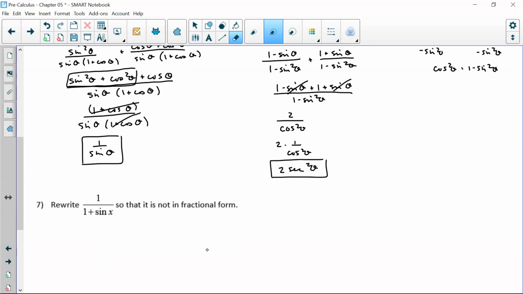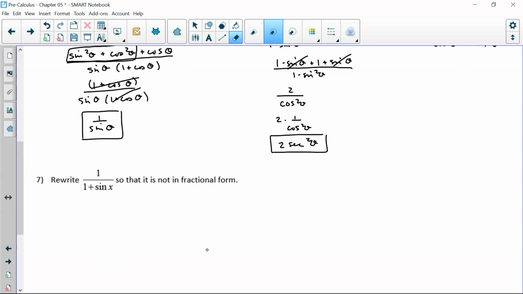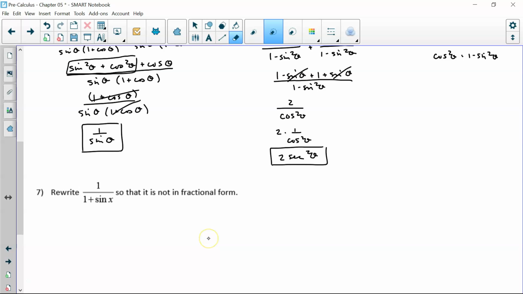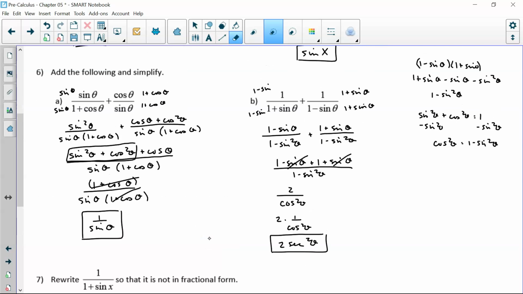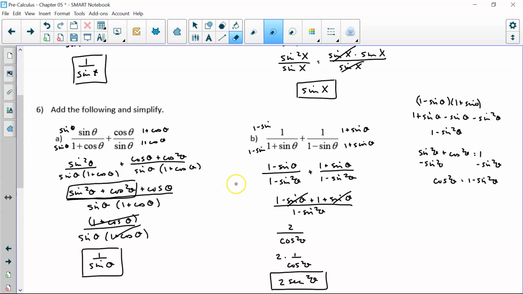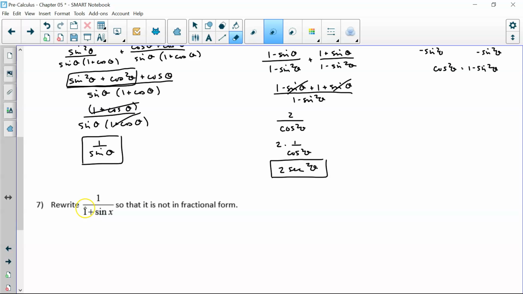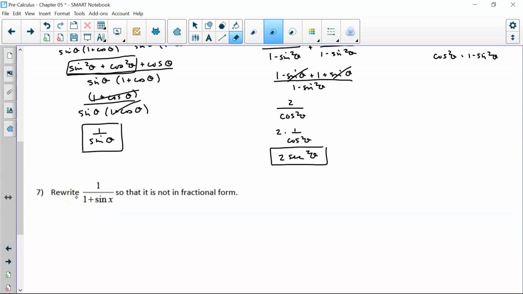Now let's rewrite problem number 7. We want to get rid of the fraction. If you notice, we have 1 plus sine theta. In the last problem we did, where we multiplied those conjugates, we ended up with 1 minus sine squared theta, which equaled, in the end, cosine squared theta. So one of the ways to get rid of the denominator is to multiply by the conjugate.